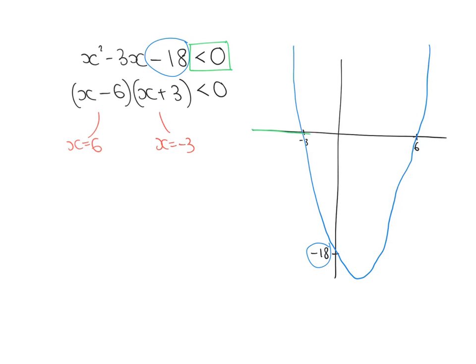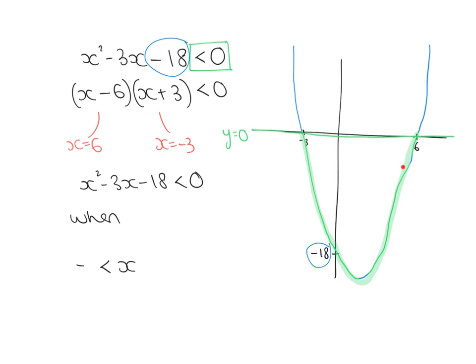And now what we're interested in is, where is this less than 0? So for what x values is y less than 0? For what x values is this curve below the x-axis? And it's these values here, because that's where the curve is below the x-axis. So this curve is less than 0, i.e. it's below the x-axis, when x is greater than minus 3 but less than 6, when it's in this range here.